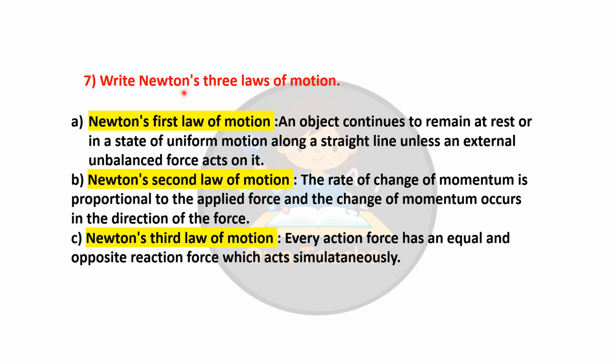7. Write Newton's 3 laws of motion. A. Newton's first law of motion: An object continues to remain at rest or in a state of uniform motion along a straight line unless an external unbalanced force acts on it.